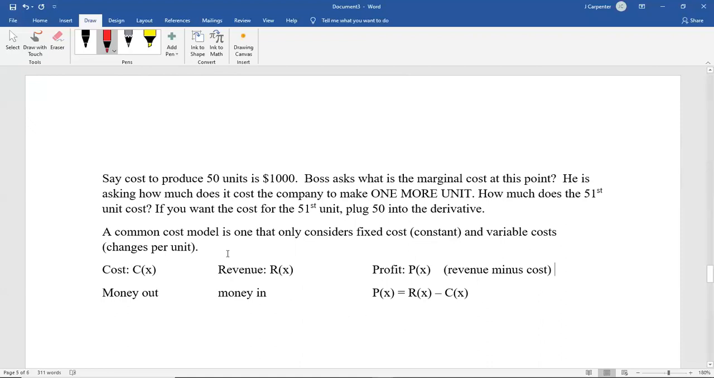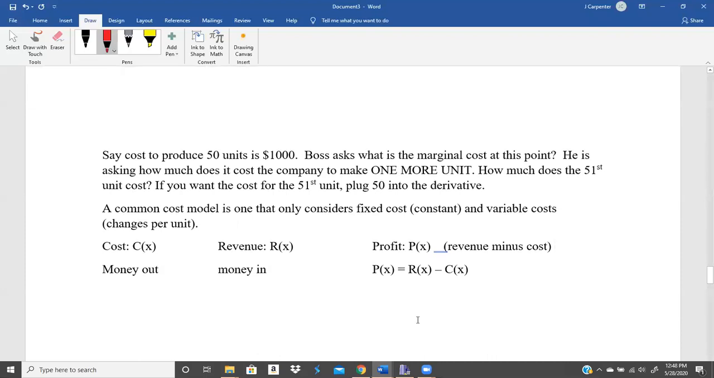So our cost is C of X, our revenue is R of X, our profit is P of X. Costs and revenue are functions that are typically given to us, or they'll tell us it's a standard linear model in which we can build. And if you can't build a linear model, that scares me because you should have done that in pre-calc 1. Profit is just the difference of revenue and cost, of course, in the correct order.